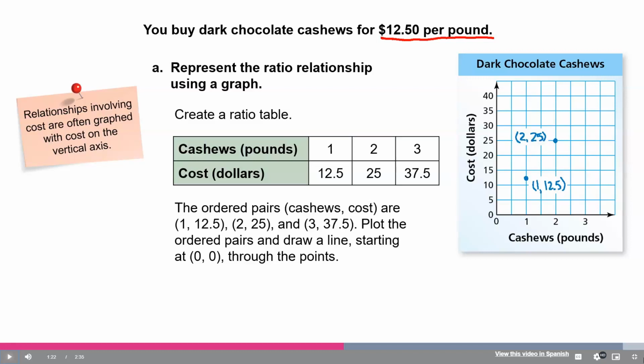1 plus 2 is 3, so I added another 12.5. Could they have just used times? 1 times 3, 12.5 times 3. Alright. Then they graphed it. 25, 37.5, and so on. Then start at 0, 0 and draw a line through the points. This graph represents the ratio relationship.